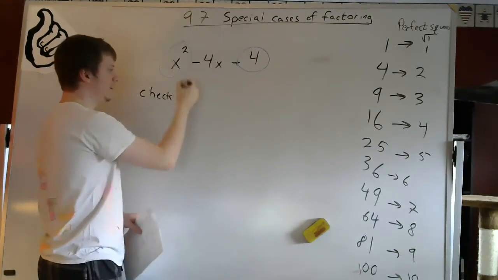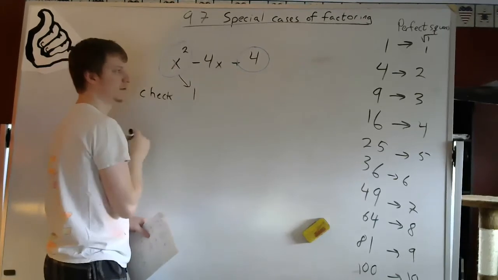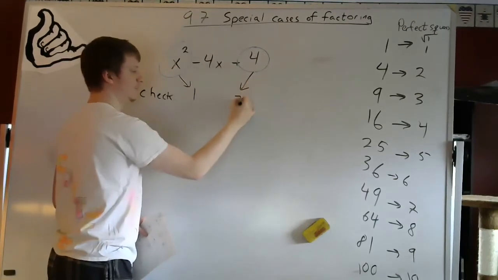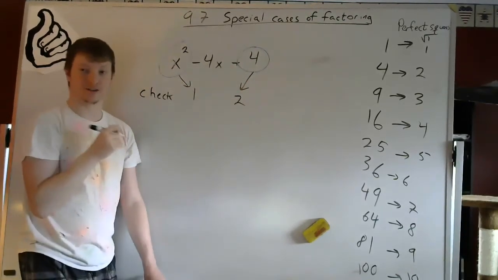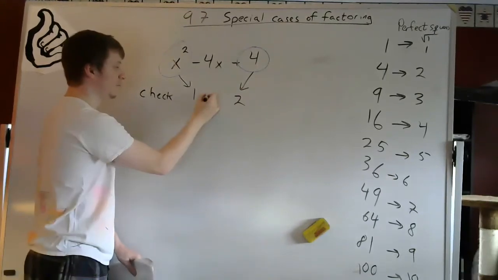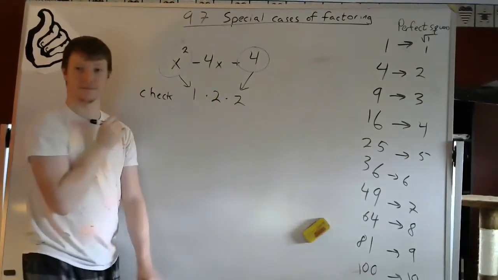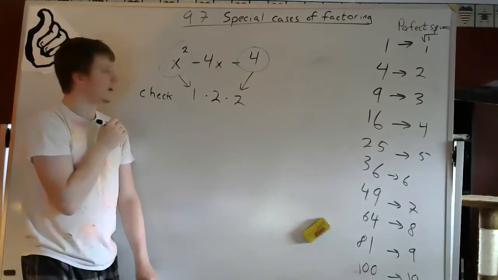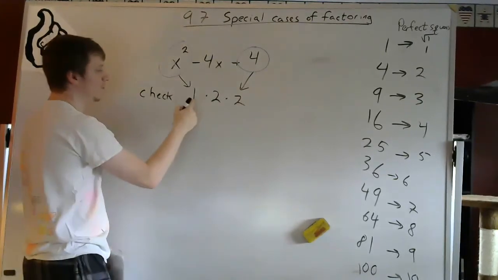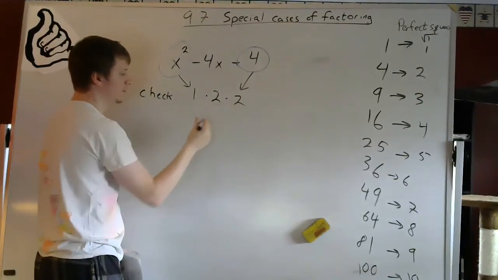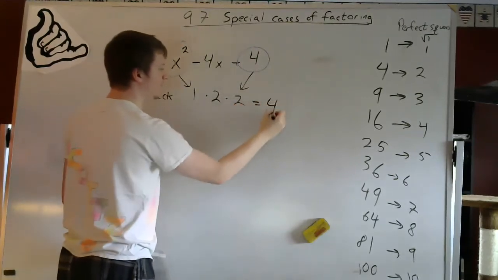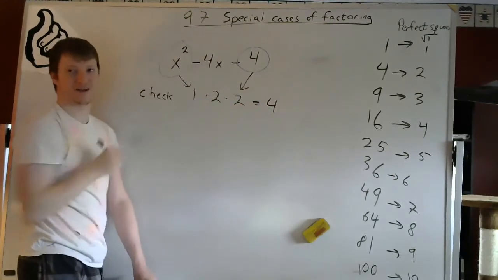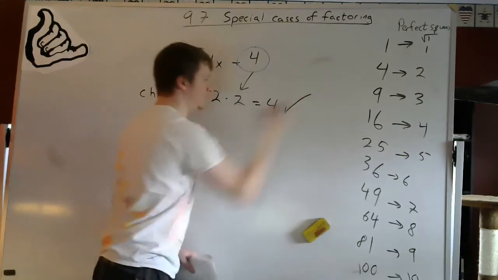For the 1, I just had a 1. For the 4, that was a 2. And now here's how you double stuff it. Just multiply by 2 in between them. And now when you do this, 1 times 2 times 2 is equal to 4, which is the thing that I have in the middle. So the check is good.